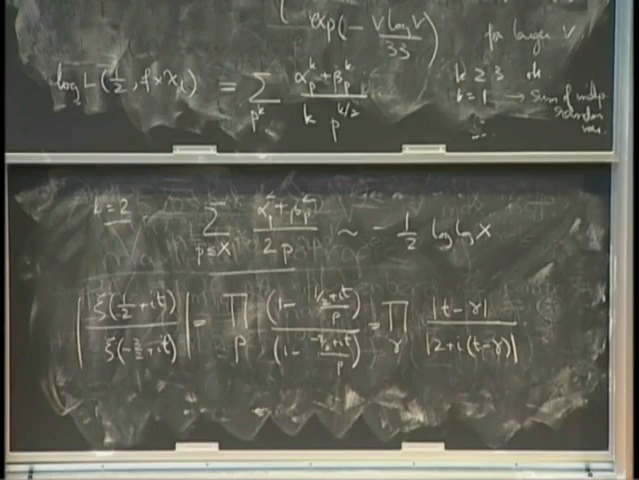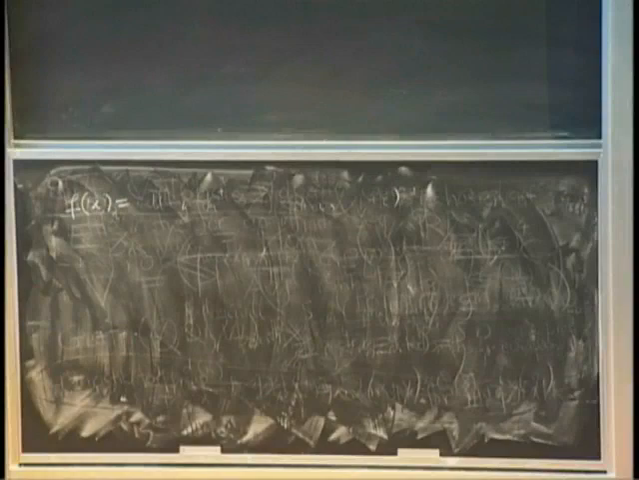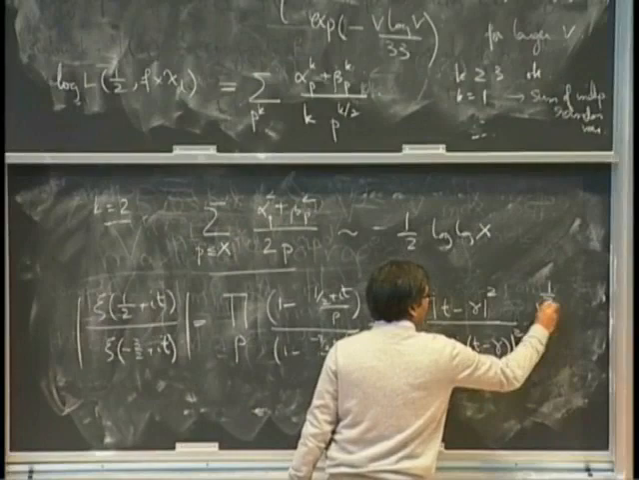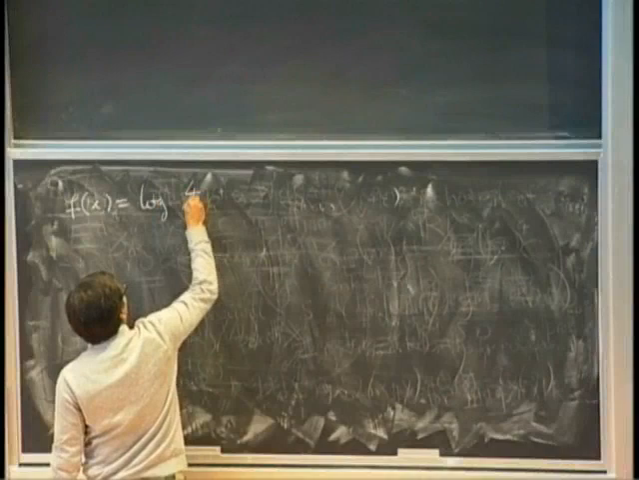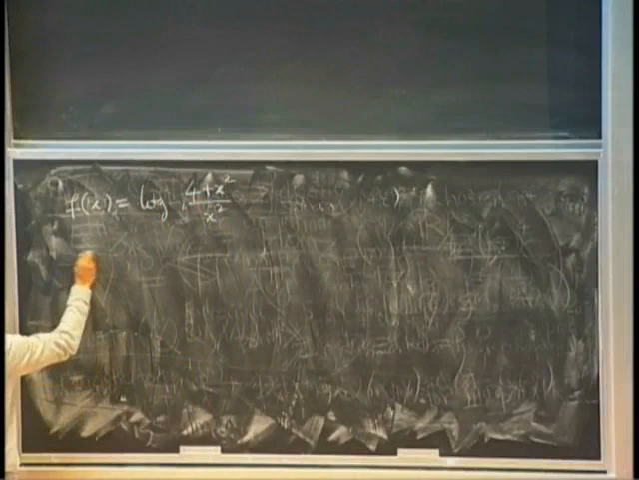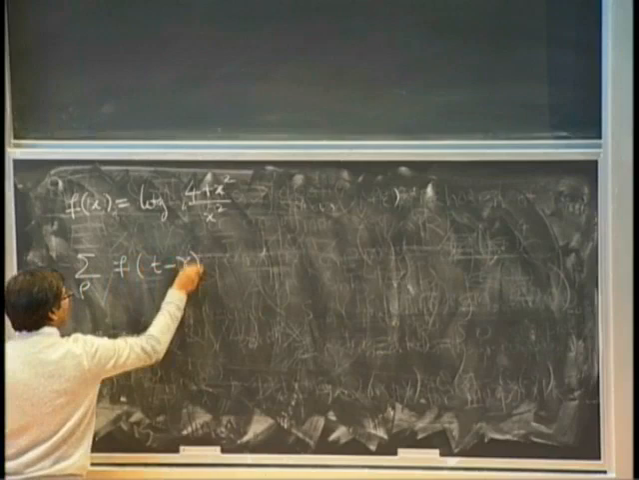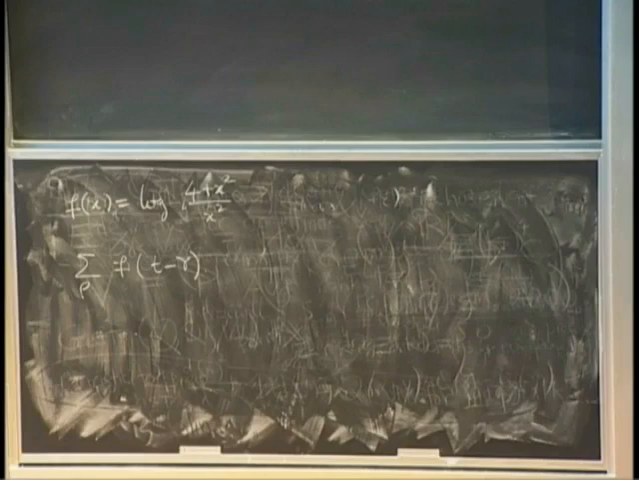In other words, if I take logarithms on both sides, I have some function. So let me say I have some function f of x. Let's say I put squares on here and then take the square root. And then I have a function here which looks like log of 4 plus x squared over x squared. And then I'm summing this function f of T minus gamma over all the zeros. And I have to understand something about this function. Now, how much more time do I have? 5? OK.